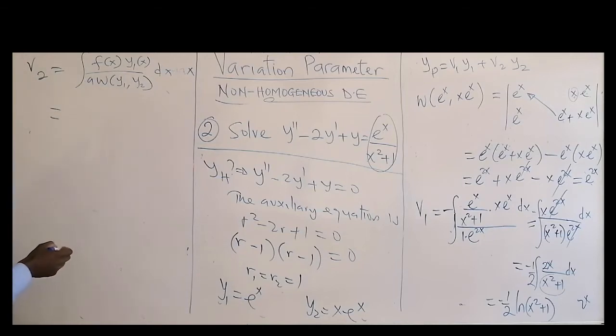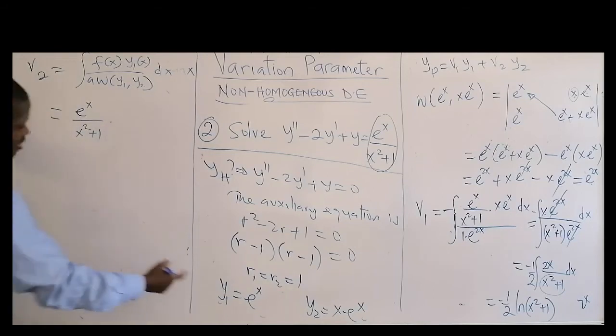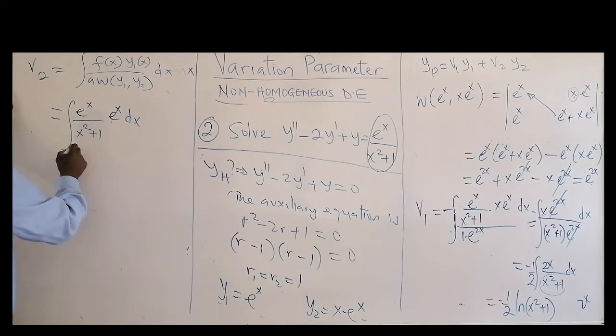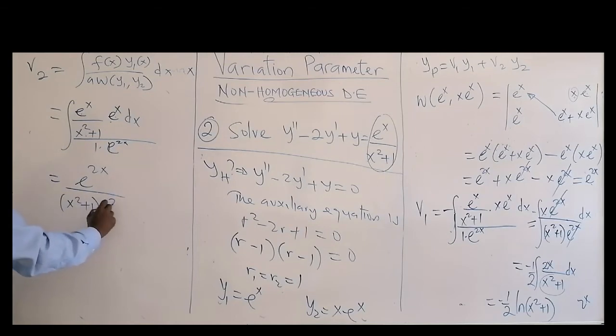So that'll be equal to what? f(x) is e^x over x squared plus 1, times y1. My y1 is already here in front of me, that's e^x, and then dx. Then over the Wronskian, which is e^2x. That will give me numerator times numerator, that's e^2x. This one will come down, x squared plus 1, e^2x dx. So e^2x will cancel out.